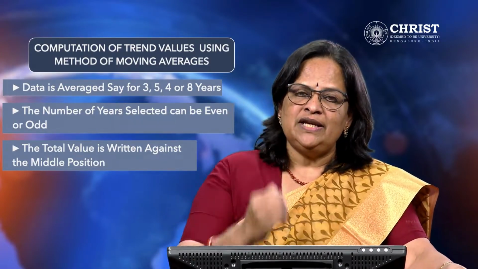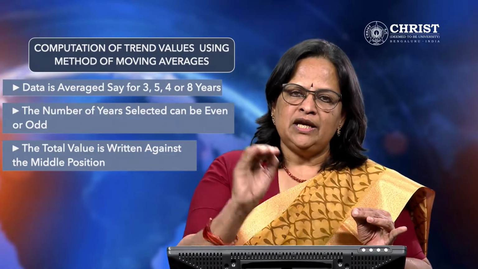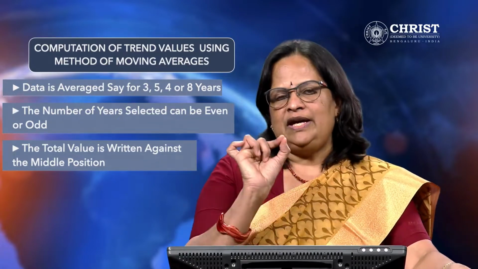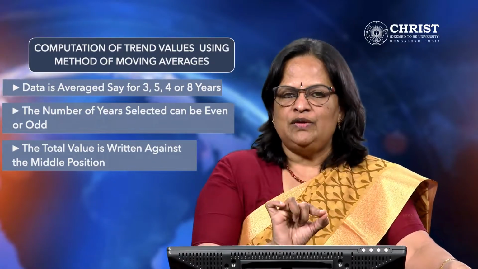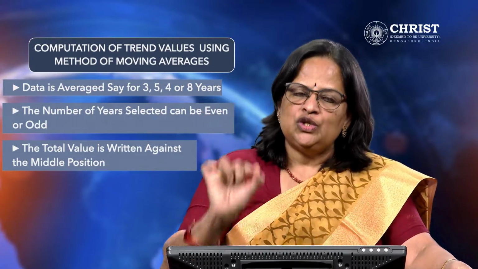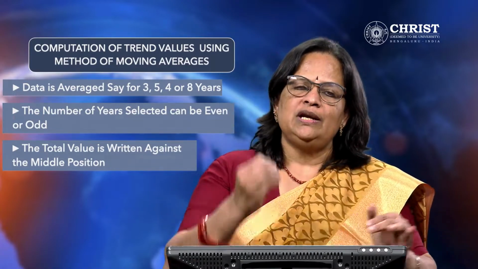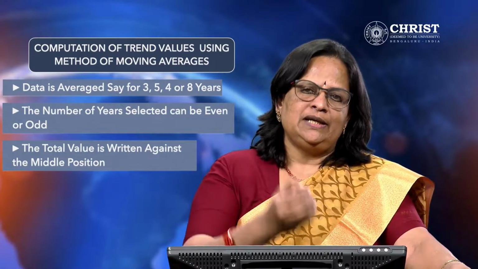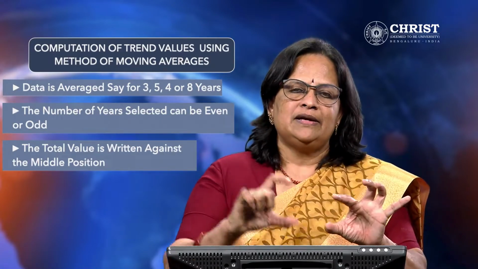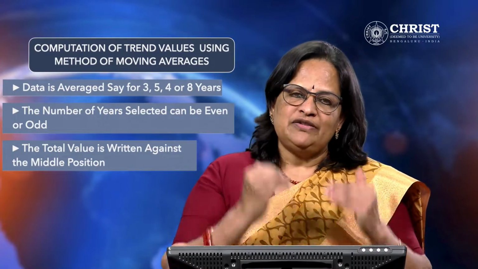If you are taking a 3-year average, when you take the 3-year total, you will write the value against the second year. So for the first 3 years we will take the total and write it against the second year. Then the average also will come against the second year. If you are taking a 5-year total, you take the first 5-year total and write it against the third year, because that is the middle year. The average also you write against the third year. So this is possible if it's an odd number of years.